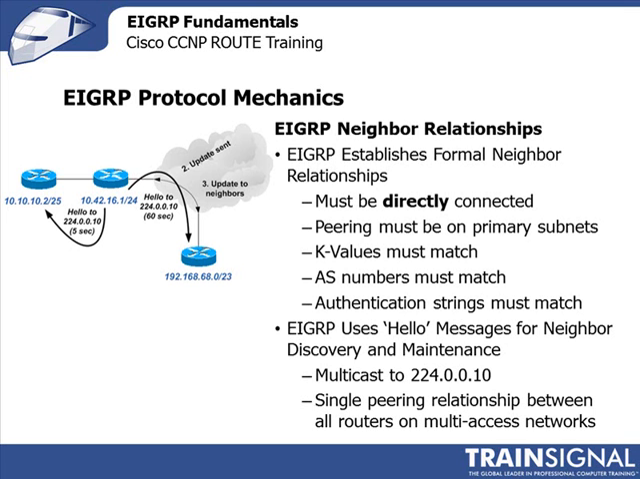And also, unlike OSPF, there's a single peering relationship between all routers on multi-access networks. For instance, if all the routers, let's say 5 routers, are on an Ethernet segment, there's going to be a relationship for each one of those routers with the other routers. There's no concept of a designated or backup designated router in EIGRP.